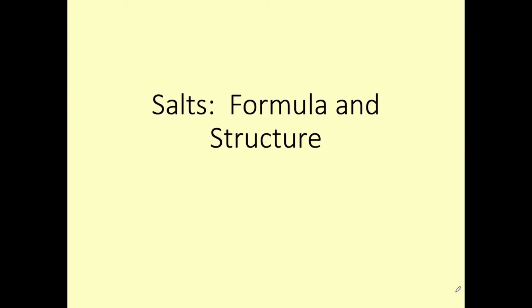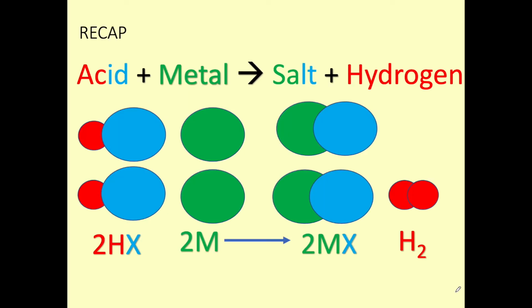So today we're going to be looking at salts, both the formula and the structure. So this is going to be recapping a bit of last lesson and also a bit of our previous topic looking at structure and bonding. So just a reminder of the acid and metal reaction. So we just looked at that example where we had zinc reacting with hydrochloric acid to produce zinc chloride and hydrogen gas. But we deal with different acids to just hydrochloric acid, and that determines what X is going to be in each case.